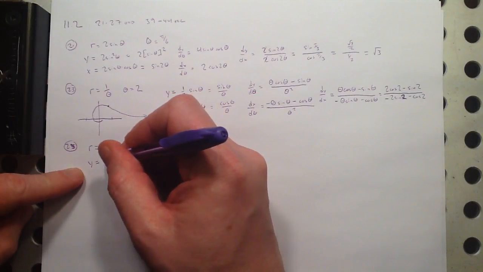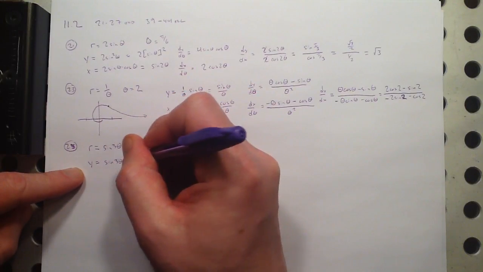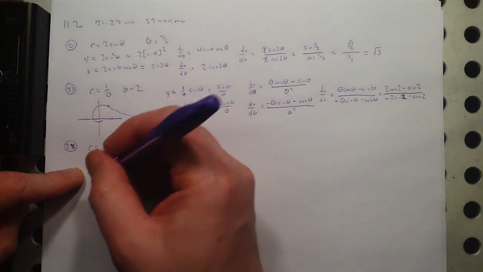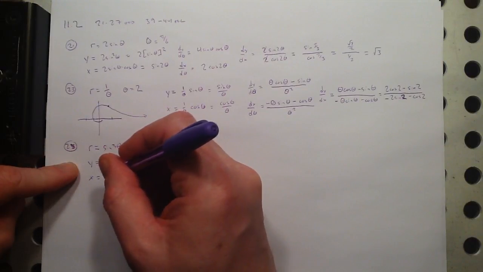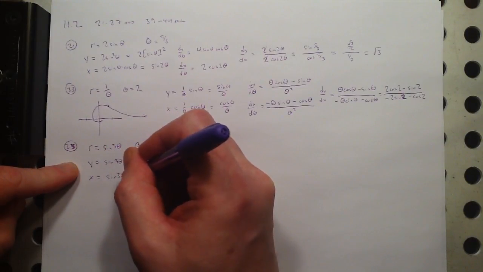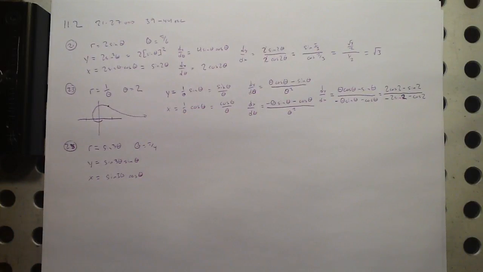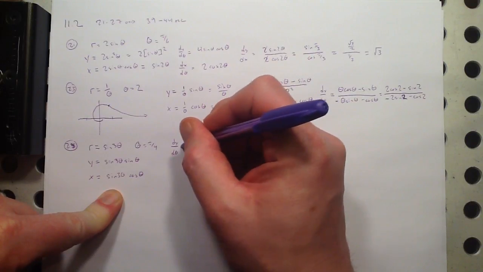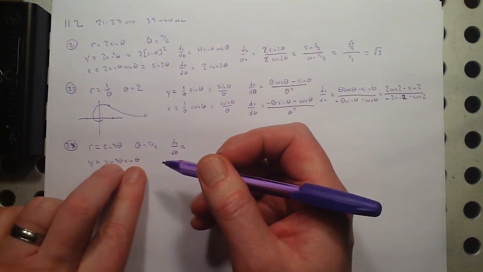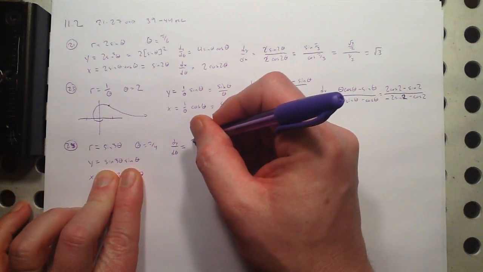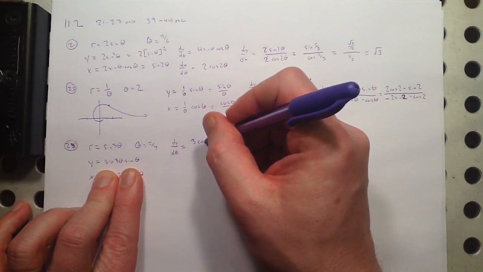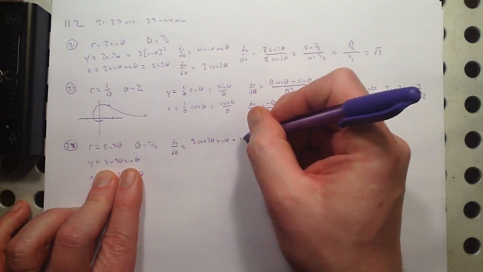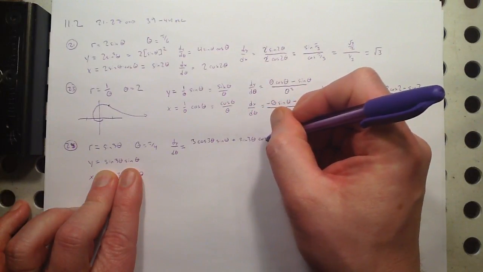Parameterized, y equals r sine theta. You can't combine those because it's a different argument on the inside. X equals r cosine theta. Taking the derivatives, no getting away from the product rule here. So let's see, the derivative of the first would be 3 cosine 3 theta times the second plus the first times the derivative of the second.